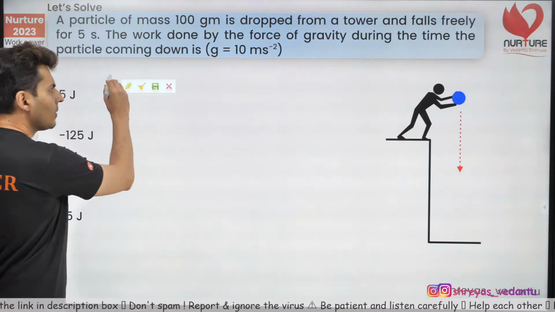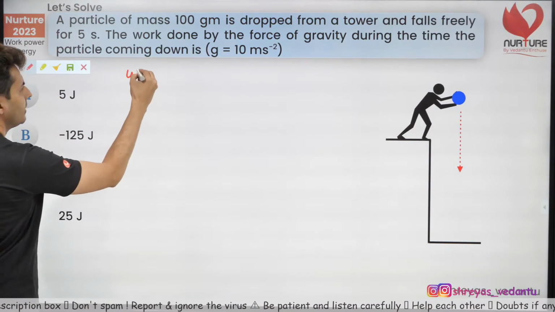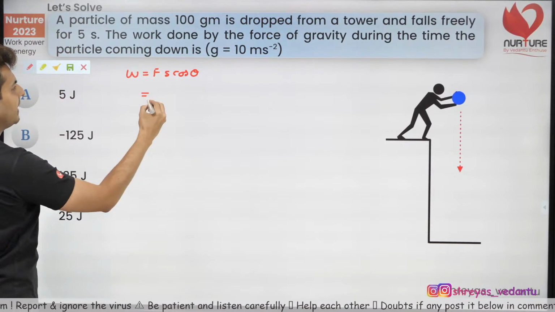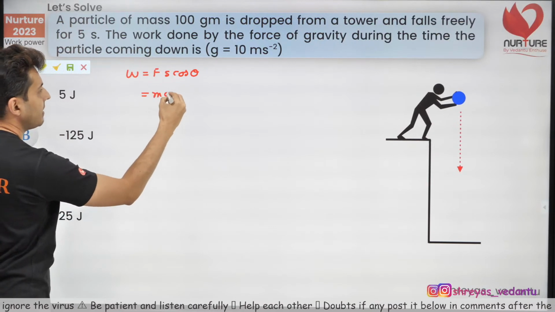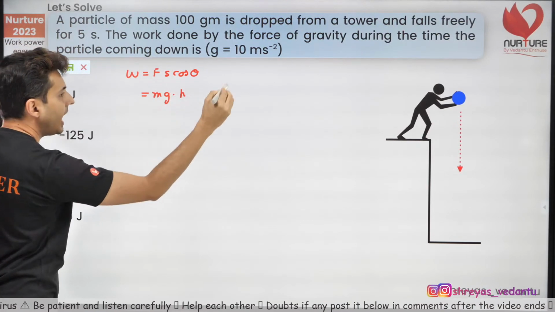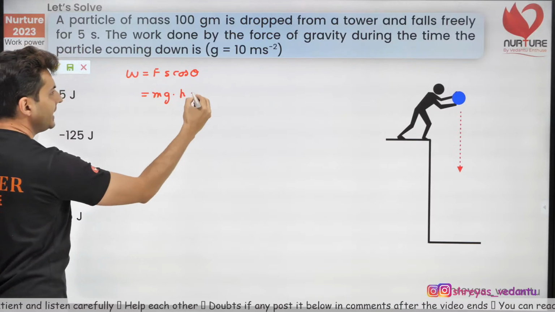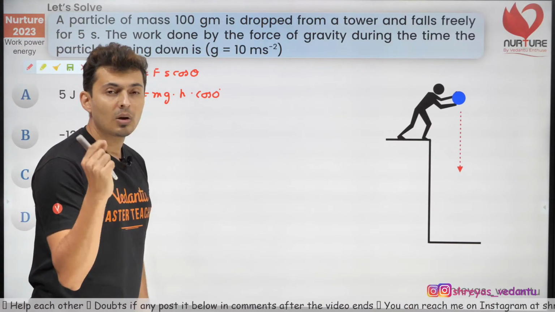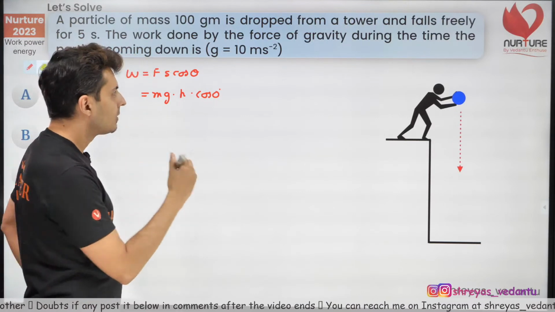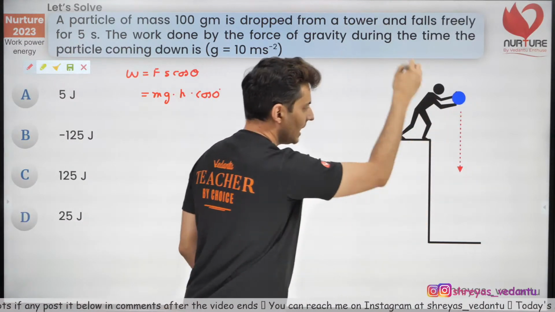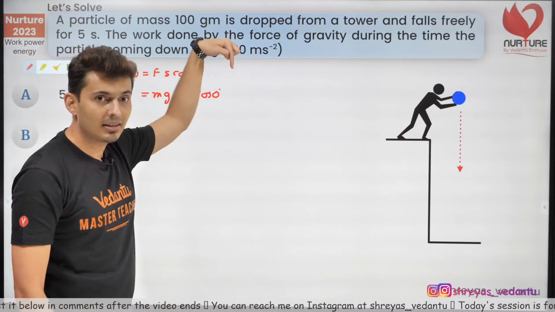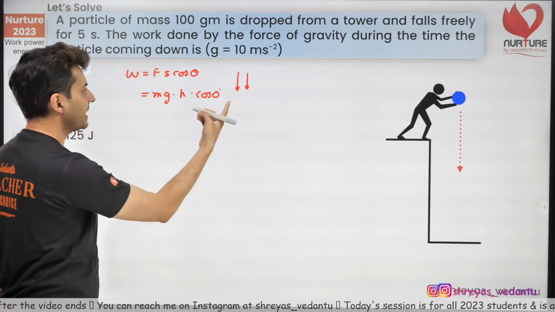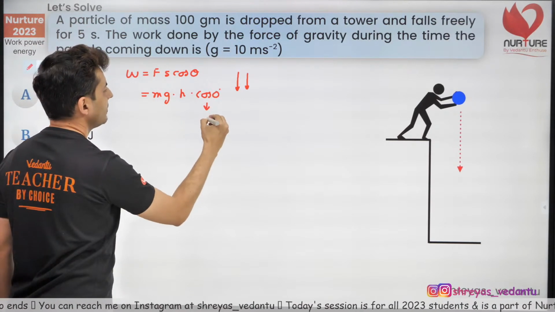Interesting. So, what is work? Work is force into displacement into cos theta. In this case, the force is mg. Displacement is the height by which it comes down. Cos theta, well, it is 0 because theta is 0. Why theta is 0? Think, because the weight and the displacement both are in the downward direction, the same direction. So cos 0, we know it is 1.